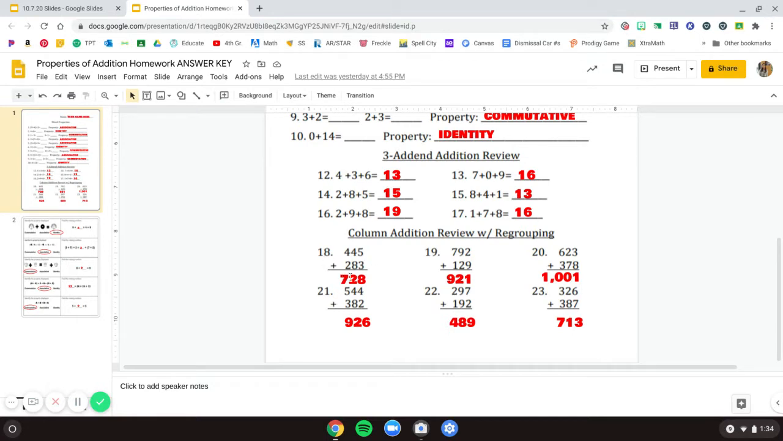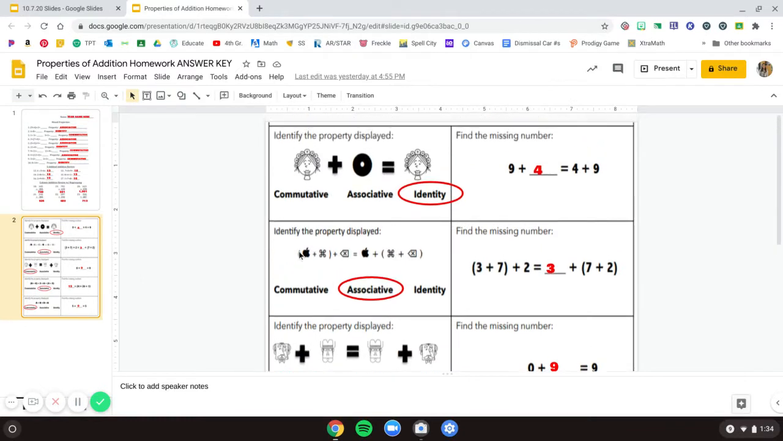So we have 728, 921, 1001, 926, 489, 713. And on the back side, or your second page, we're going to go back and forth.